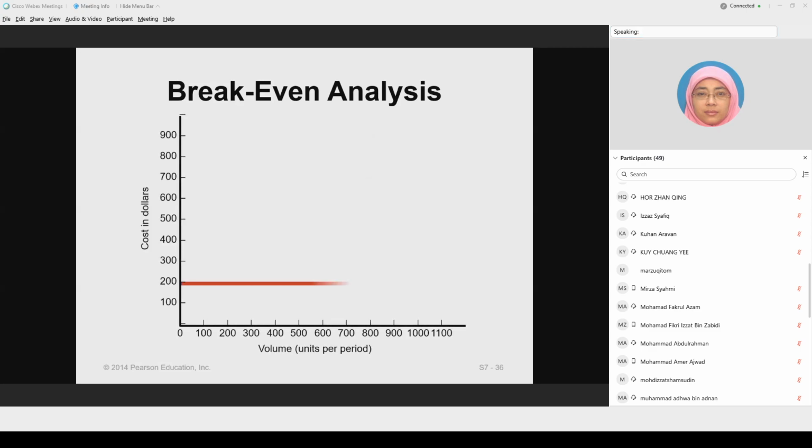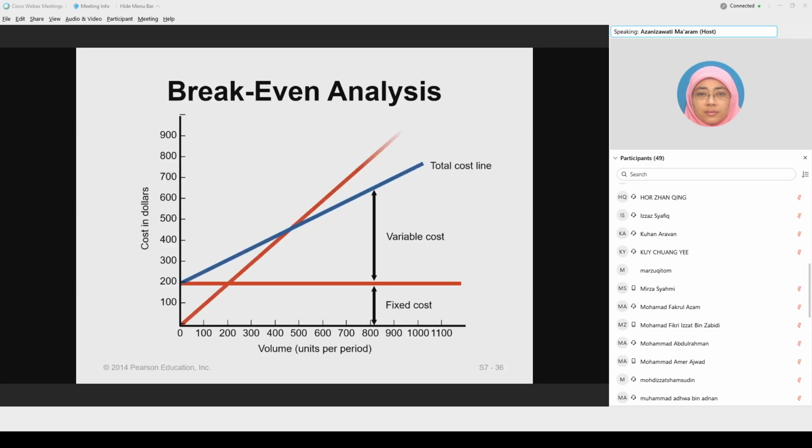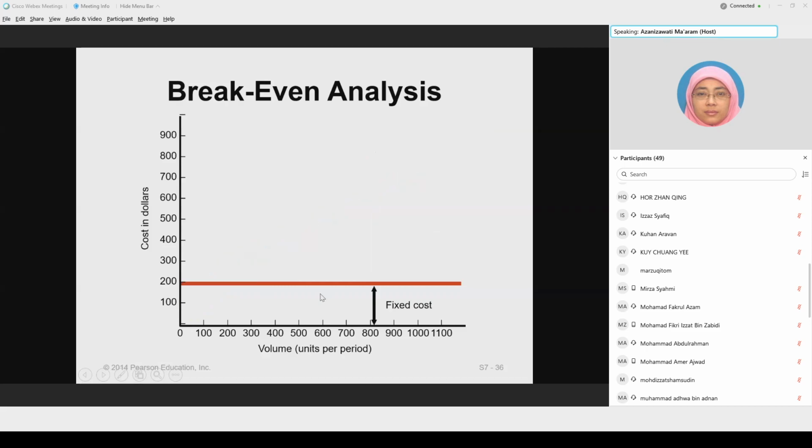Okay, this is how we will draw the diagram. Right. So fixed cost, okay, kita buat satu-satu dulu. Fixed cost is fixed lah. Whatever units that you produce, from 0 until 1,100 units, so the fixed cost is the same. So it will flat.